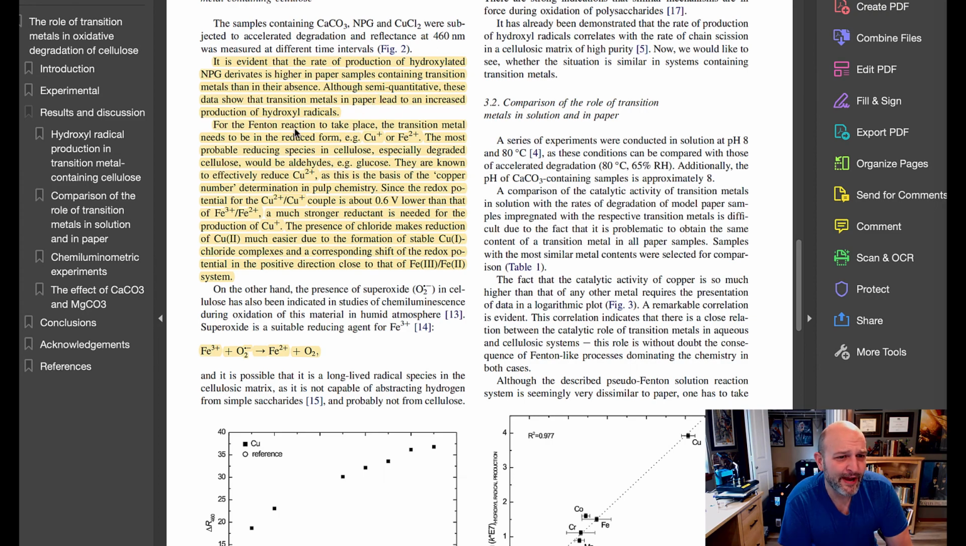They say here, for the reaction to take place, the transition metal needs to be in the reduced form. And this is copper 1 and iron 2, as we mentioned before. The most probable reducing species in cellulose, especially degraded cellulose, would be aldehydes, e.g. glucose. They are known to effectively reduce copper, and this is the basis of the copper number determination in pulp chemistry. So they're saying that the metals are usually in the reduced form, which is another reason I like to use ozone to oxidize the whole page, is to keep these metals in a higher oxidation state.